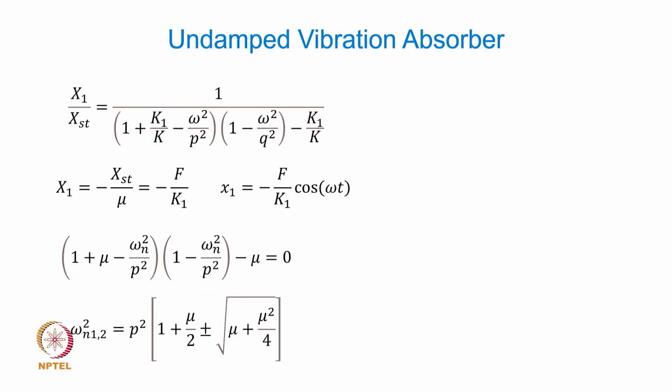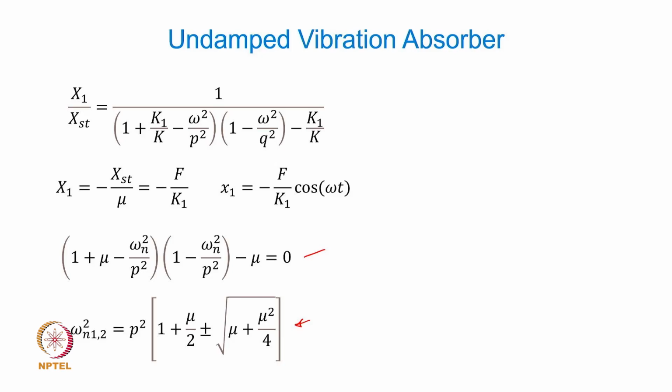And this is the expression. If you solve this equation, this is the expression for the two natural frequencies, or two resonant frequencies, that we get. If you know or use the mass ratio mu, then the two natural frequencies can be easily obtained.